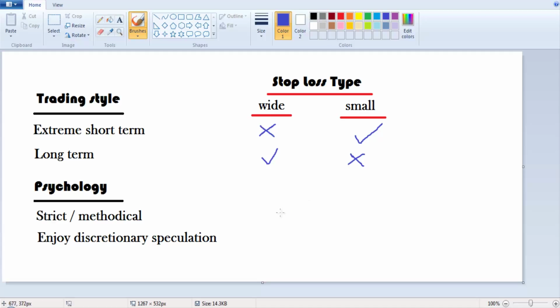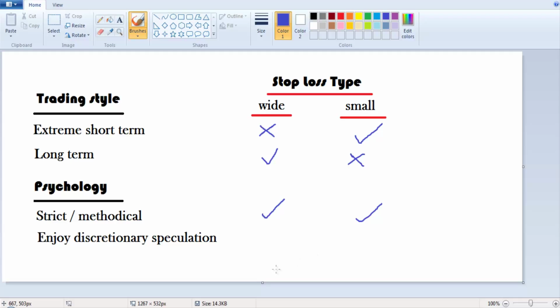So let's see from the psychological point of view. If you're really strict, you like to follow rules and are methodical, then what do we think about the wide stop loss? Yeah, it really depends on what strategy you're using, okay? What about a small stop loss? Well, once again, the strictness can be applied to both short-term and long-term trading, so that can work.